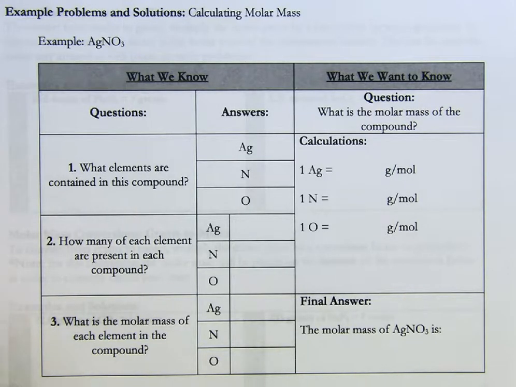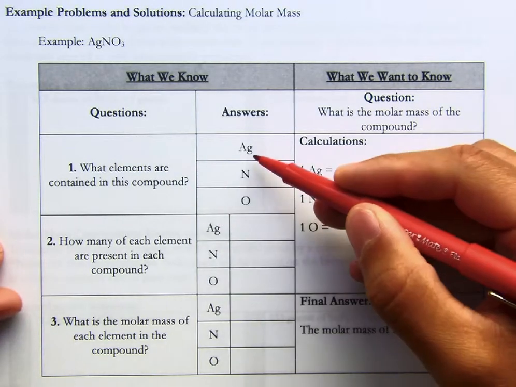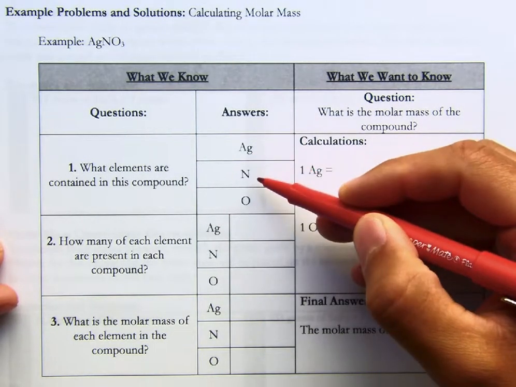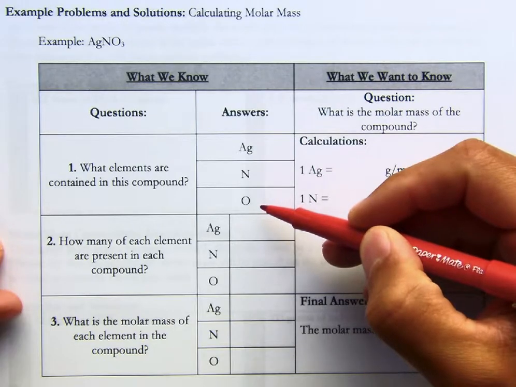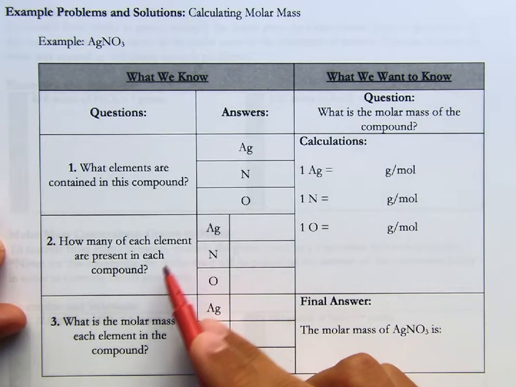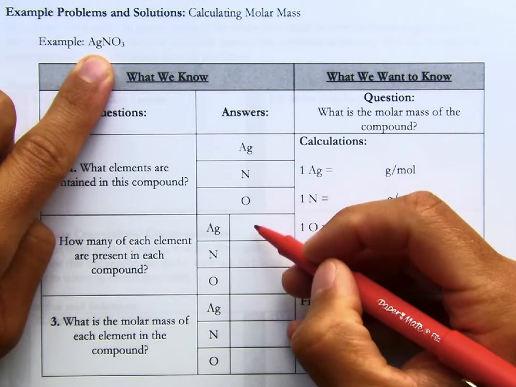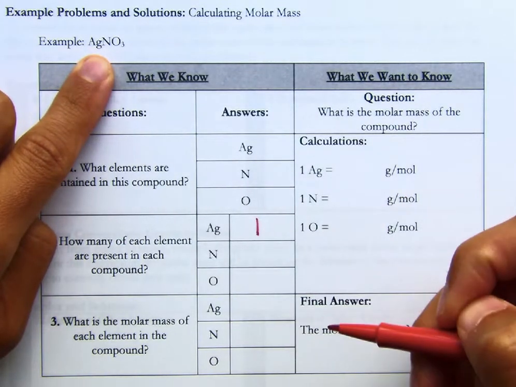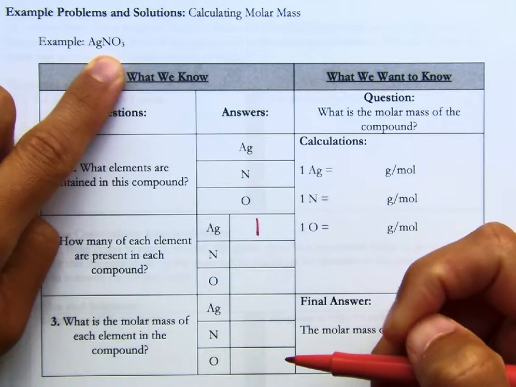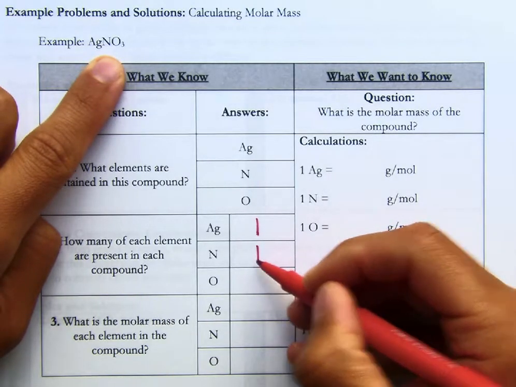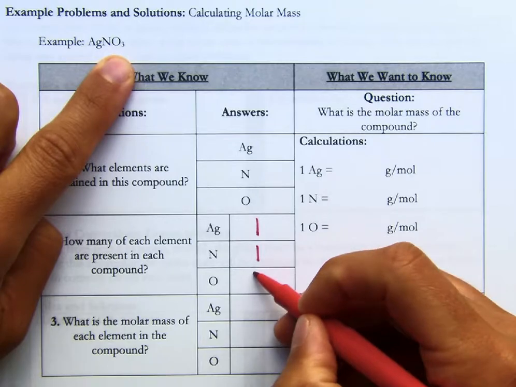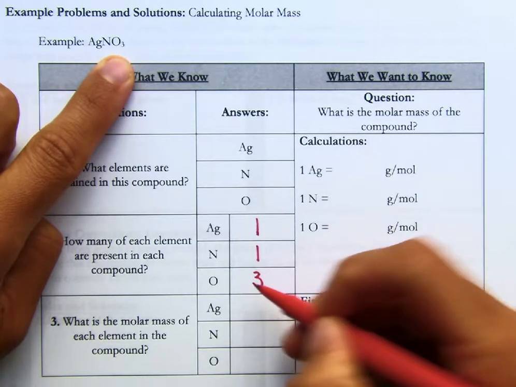So the first thing you need to do is consider what elements are in the compound. You have Ag, you have N, and you have O. Then you have to figure out how many of each element you have. So there's no subscript after Ag, so that means you have 1 Ag. There's no subscript after N, so that means you have 1 N. And then there's a 3 after O, so that means you have 3 oxygens.